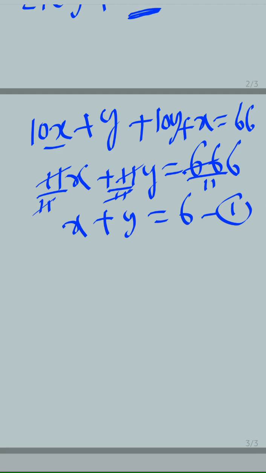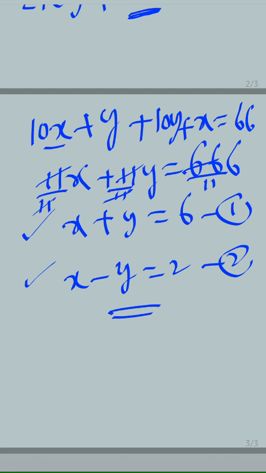And the second thing is, if the digits of the number differ by 2, that means the difference of the digits is equal to 2. This is the second equation. So if we solve by elimination method or whatever it may be, we'll get the x value and y value. Finally we can find that number. So these are the equations.